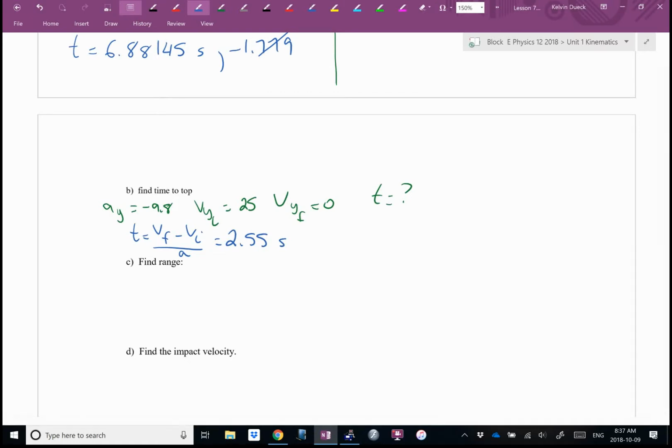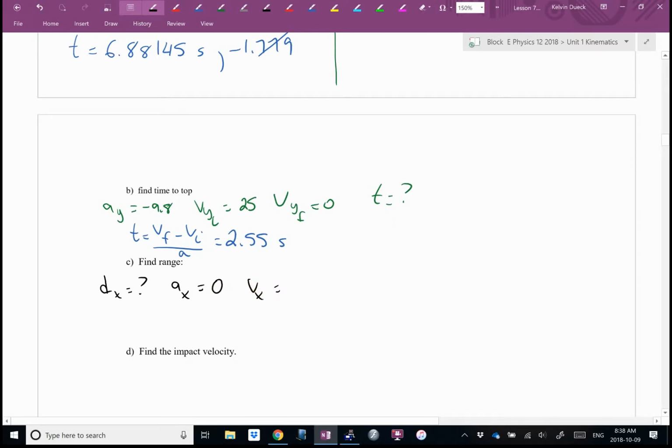What does C want me to find? What's the range, horizontal or vertical? In fact, it's a synonym for dx. So I'm going to say, okay, dx equals question mark. What was the horizontal acceleration? What was the horizontal acceleration? Don't make that mistake. That's the most common one.